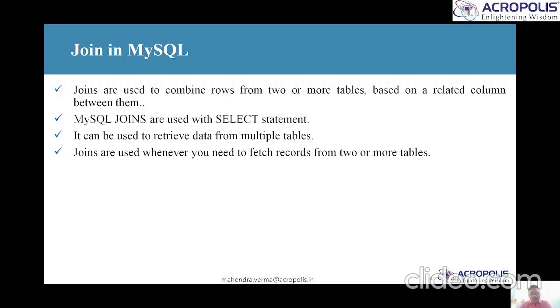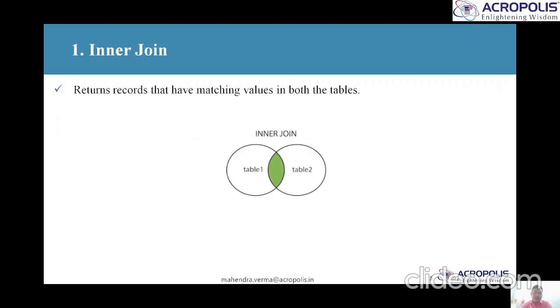Joins can be used to retrieve the data from multiple tables, and they must be used whenever you need to fetch the records from more than two tables. So first of all, let us go through the inner join. The inner join returns the records that have matching values in both the tables.